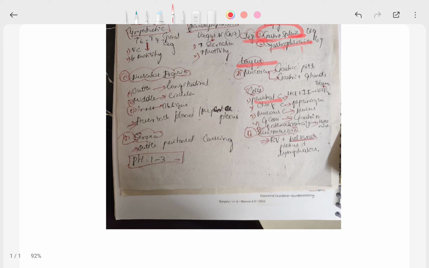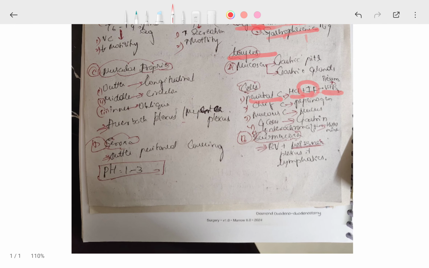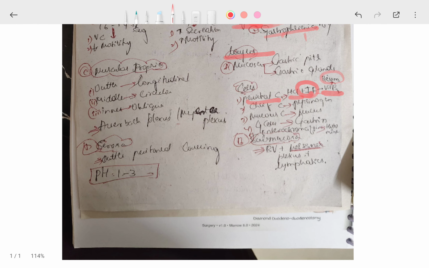Parietal cells secrete HCl and intrinsic factor. This intrinsic factor is required for vitamin B12 absorption in the ileum. If there is a problem in the parietal cells, there is a decrease in intrinsic factor, which leads to pernicious anemia. Vitamin B12 deficiency causes pernicious anemia. And you have chief cells, which secrete pepsinogen. Pepsinogen, when acted upon by HCl, is converted into pepsin, which is required for the digestion of proteins.